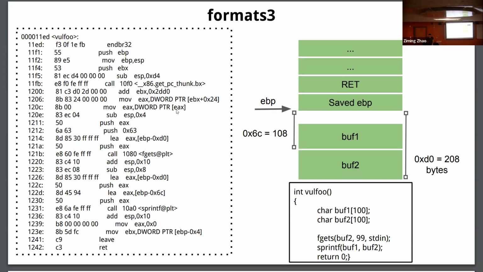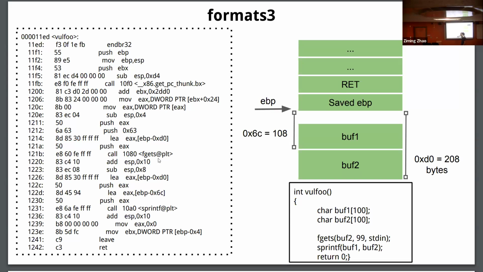Then we dereference that EAX. Then we subtract 4 from ESP again. Then push EAX. So you can see here, we are making the first function call, fgets. Before fgets, we push EAX, then we push 63, and also push another EAX.